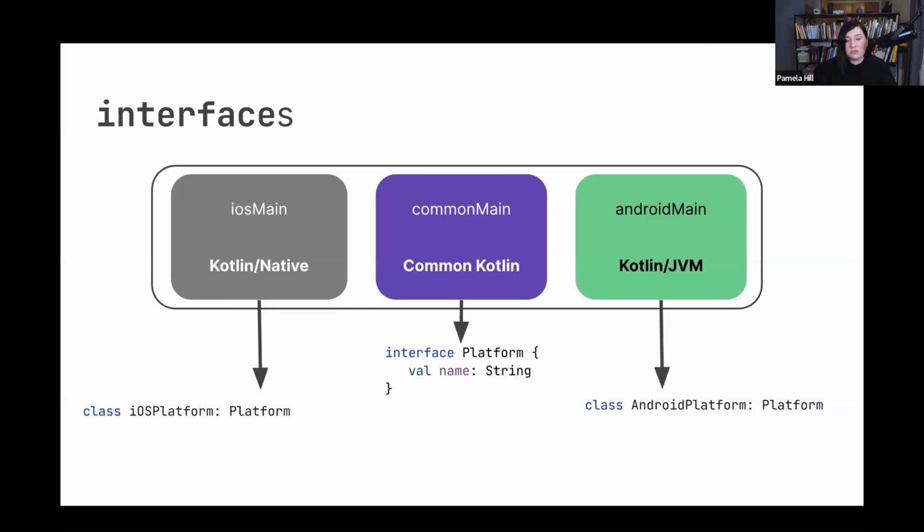So in Android main, we define a class called AndroidPlatform that is implementing that interface Platform, and it will have a platform specific implementation that's just not shown here. On iOS main, we're going to have a class called IOSPlatform that implements Platform. And again, it will have a platform specific implementation there.